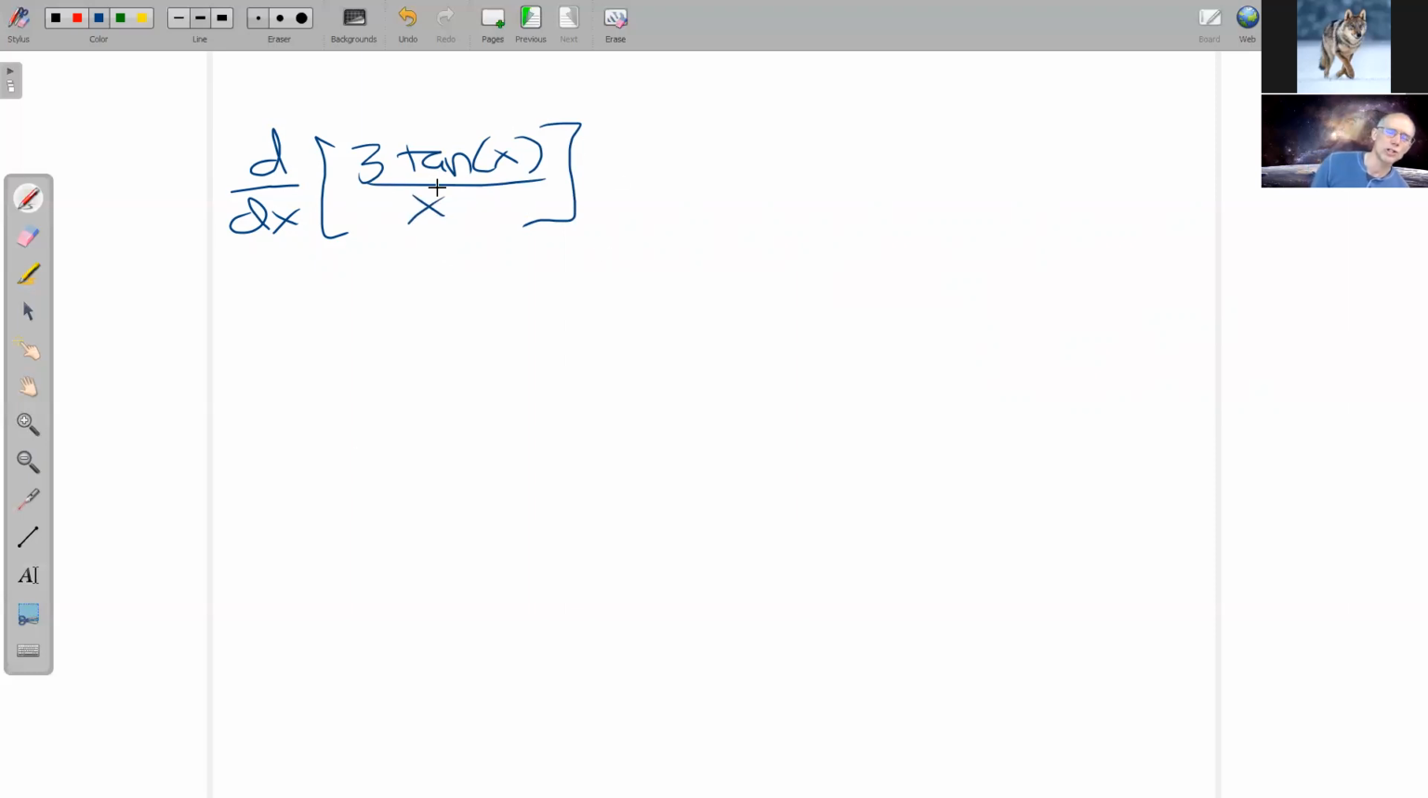There is kind of one trick, an alternative to using the quotient here, but that doesn't necessarily make our lives better, would be to rewrite that x in the bottom as an x to the negative 1. So I could say this is 3 tangent of x times x to the power negative 1, and then I get to use the product rule instead. So that would be an option. I'm going to use the quotient rule because it's good review.